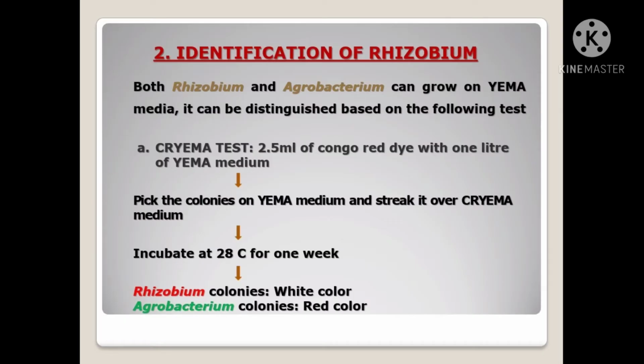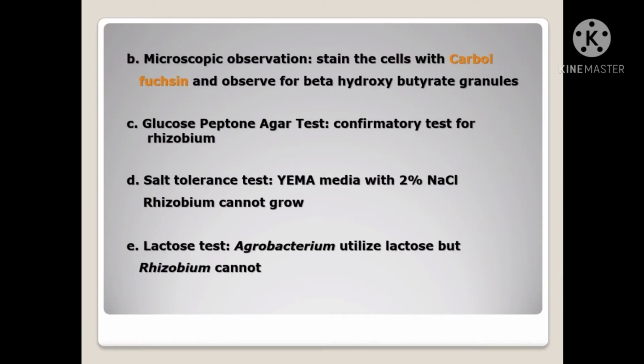If rhizobial colonies are present on the Congo red medium, they will produce white color by not utilizing the Congo red dye in the medium, whereas agrobacterium can utilize this Congo red dye, so their colonies will appear in red color. The next identification method includes microscopic observation. For the microscopy, we have to stain the cells with carbol fuchsin stain and observe for poly-beta-hydroxybutyrate granules. If present, we can confirm it as rhizobial cells.